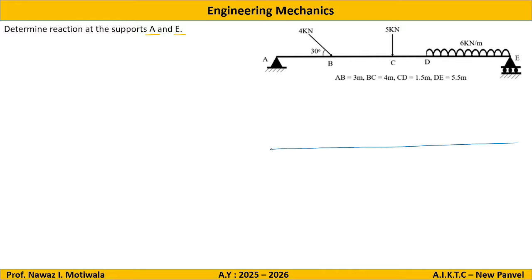Now for a free body diagram, say this is point A, B, C, D and E. Now starting with the free body diagram. In a free body diagram, first we draw the forces as they are. So this is the force which is given. I will draw this force as it is, that is 5 kilonewton.